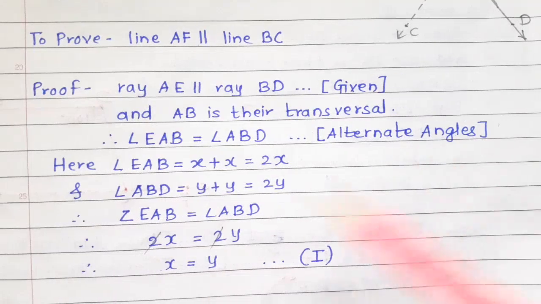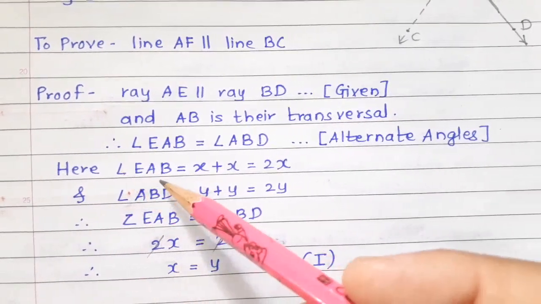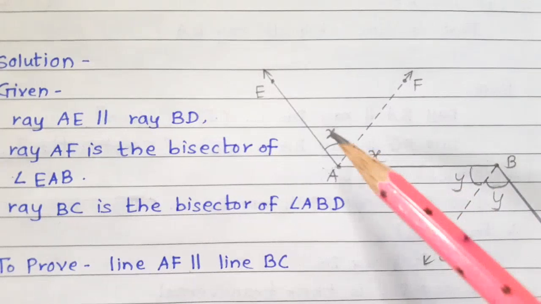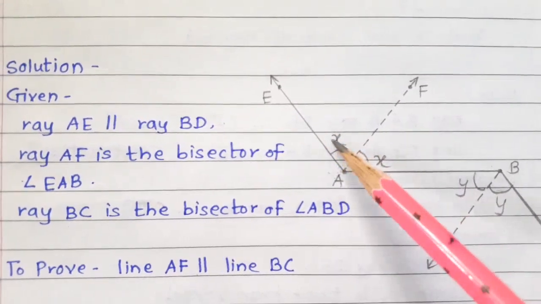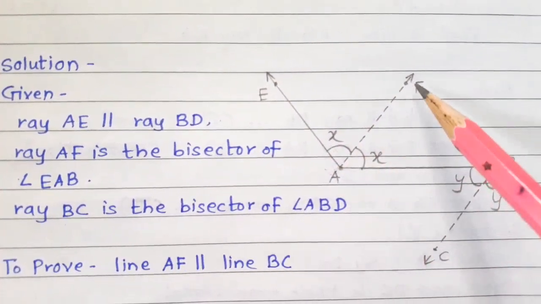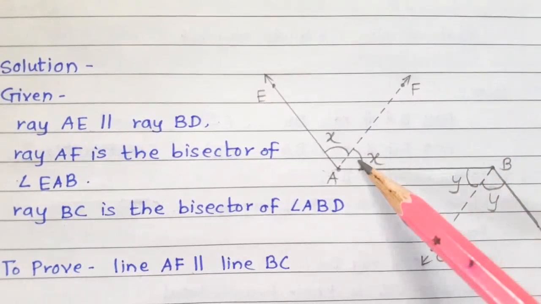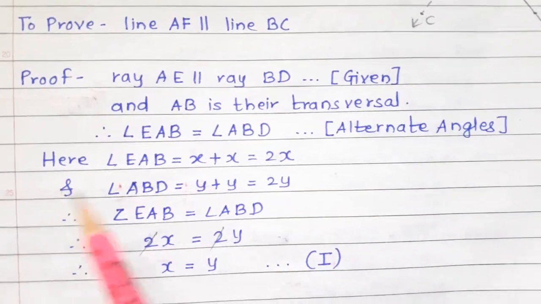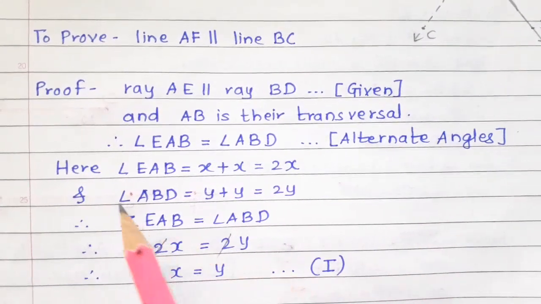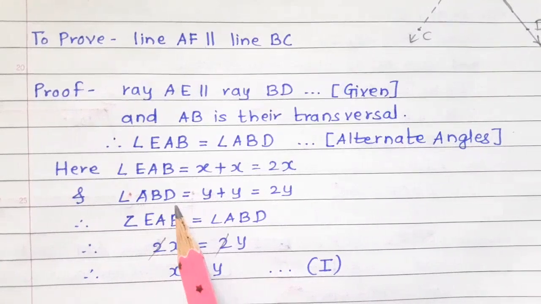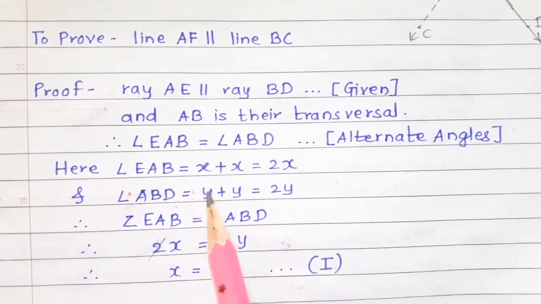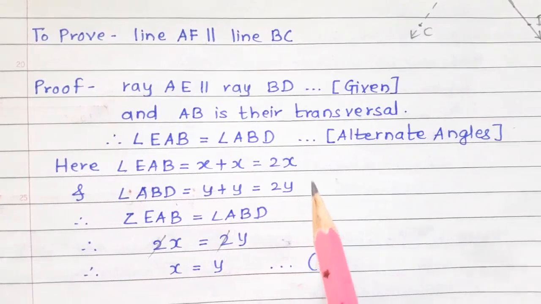Reason, alternate angles. Here angle EAB is bisected by ray AF. That means it is divided into two equal parts, that is x. The measure of angle EAF is x, and the measure of angle FAB is also x. Therefore angle EAB is equal to x plus x, which is 2x. Similarly angle ABD is also bisected by ray BC. Therefore y plus y is equal to 2y.